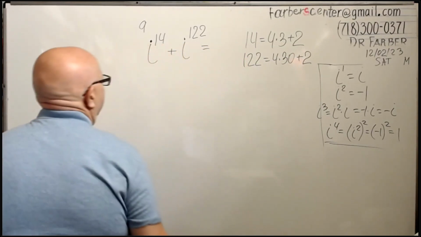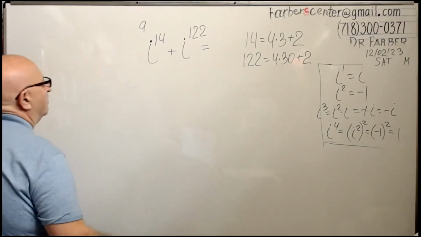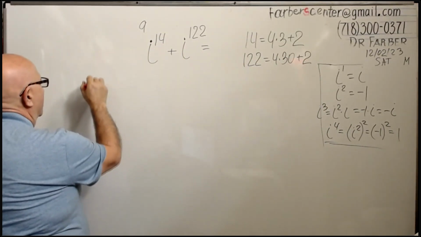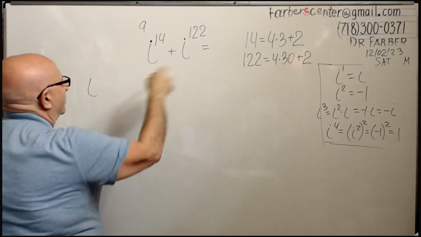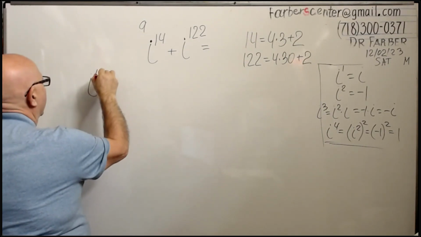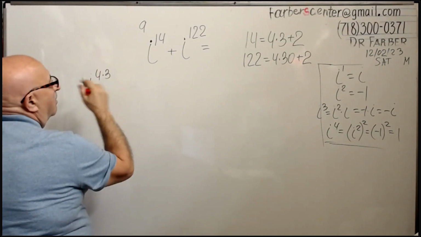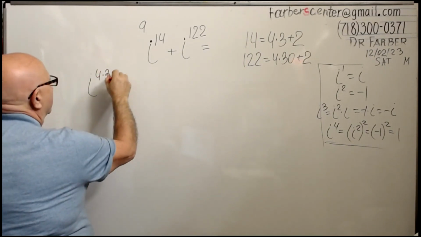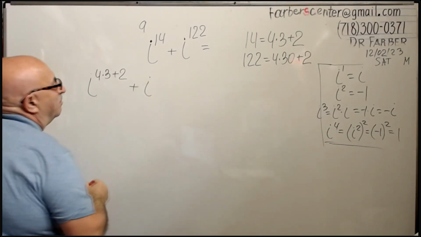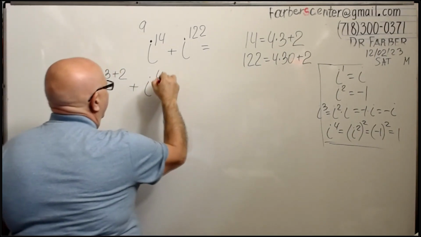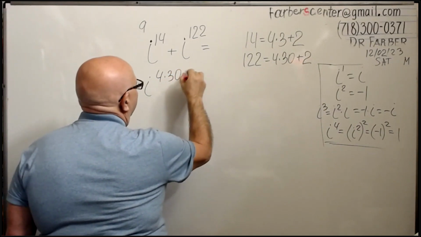So based on this, I can override this. It's the same, I just need a lot more room. i to the power of 4 times 3 plus 2, plus i to the power of 4 times 30 plus 2.